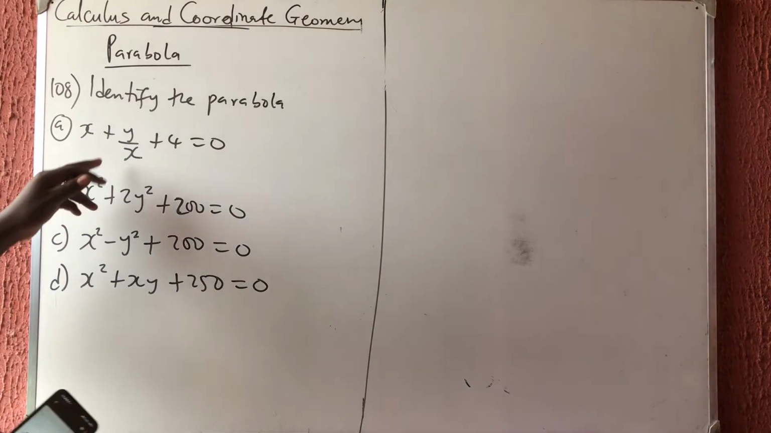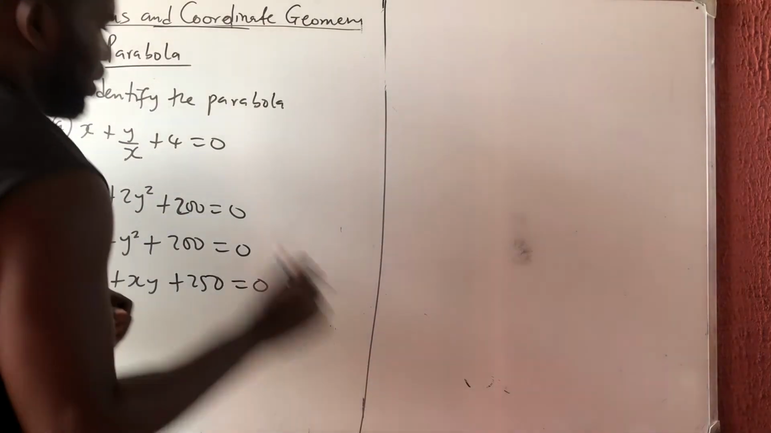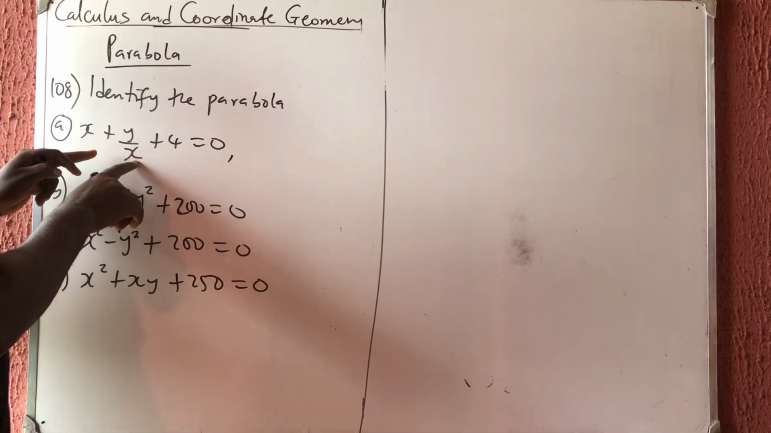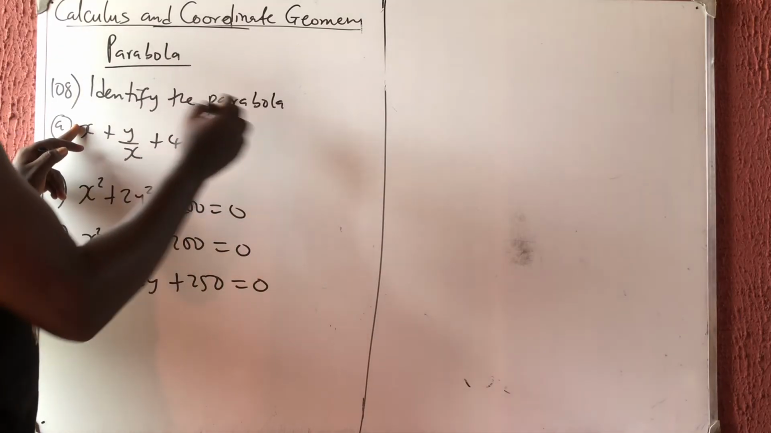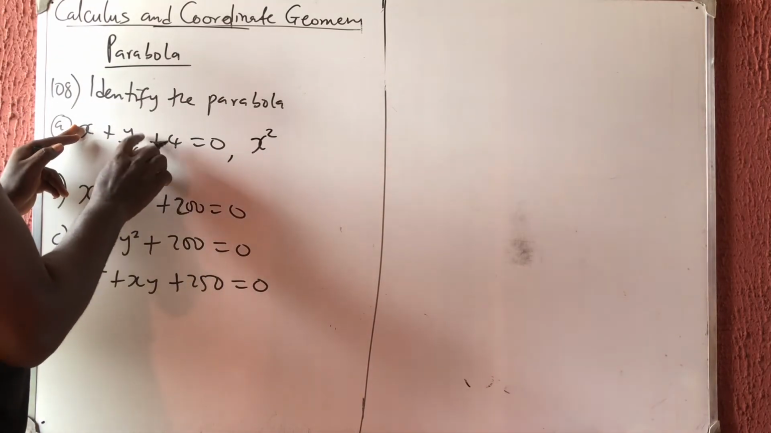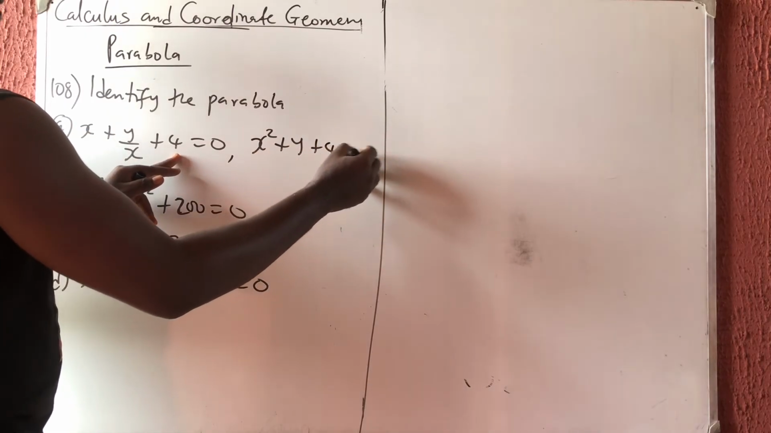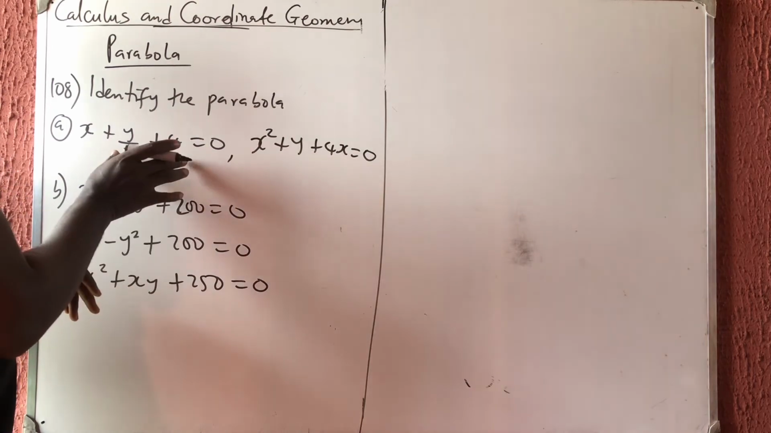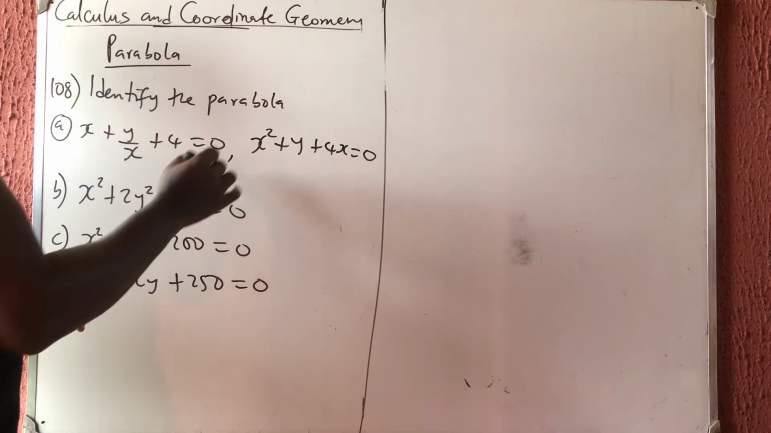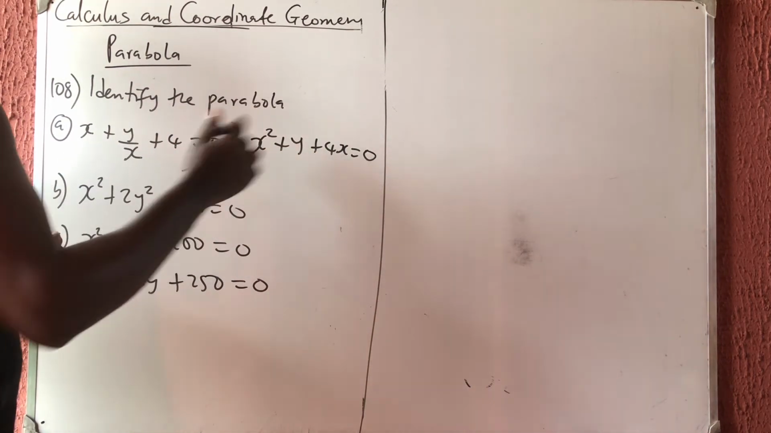Now, before we conclude for this option A, we have to multiply everybody by x. So we don't need this denominator. So x times this will give you x squared. X times this will give you y. X times this will give you 4x. Then is equal to 0. So this thing is the same thing as this. Okay, so that you don't get confused. So instead of using this one, let's use this one.